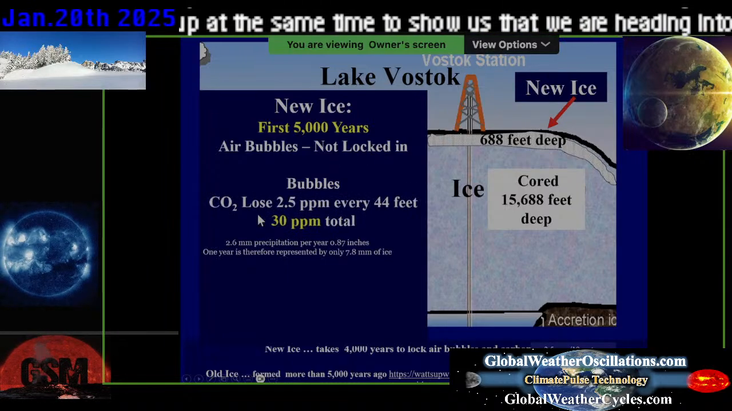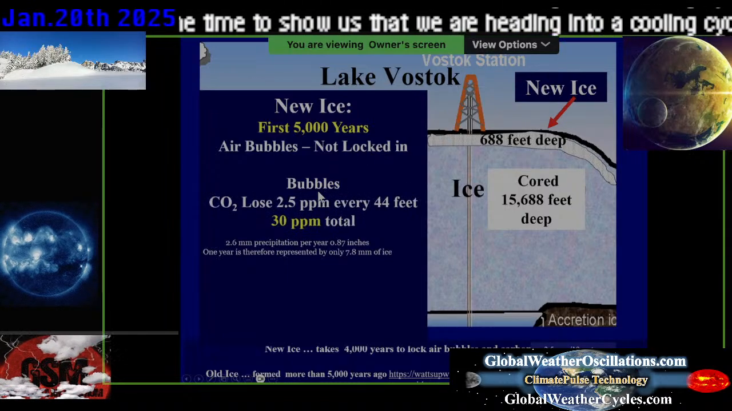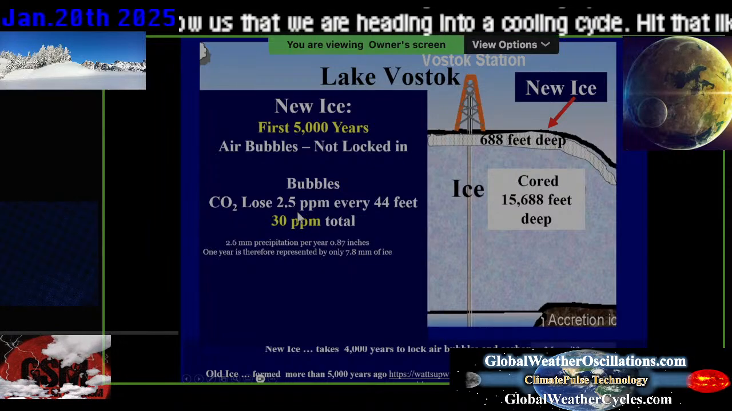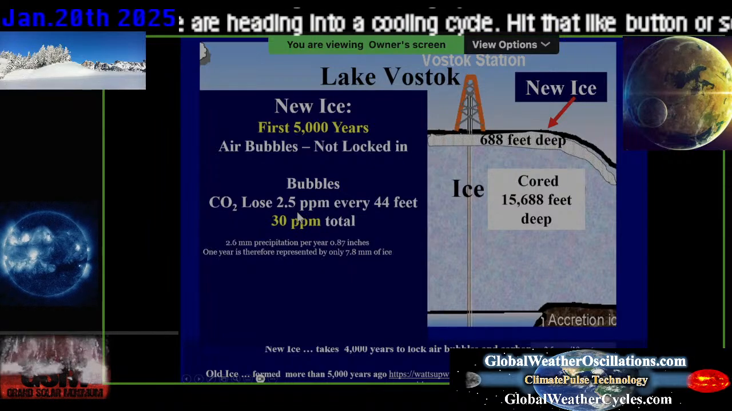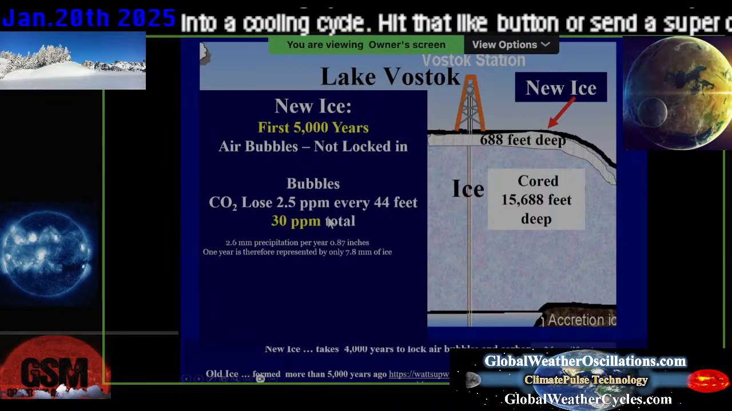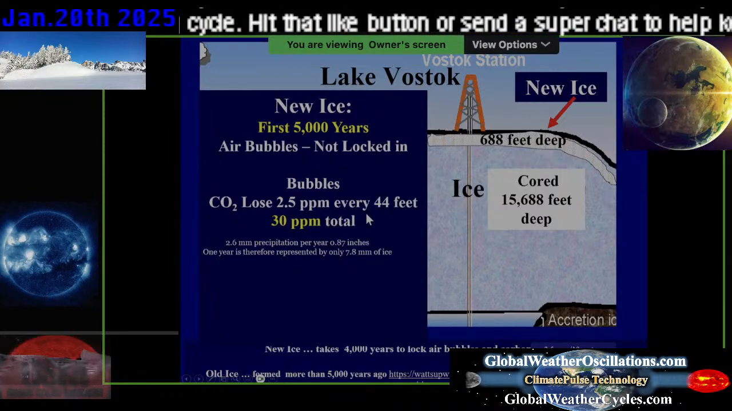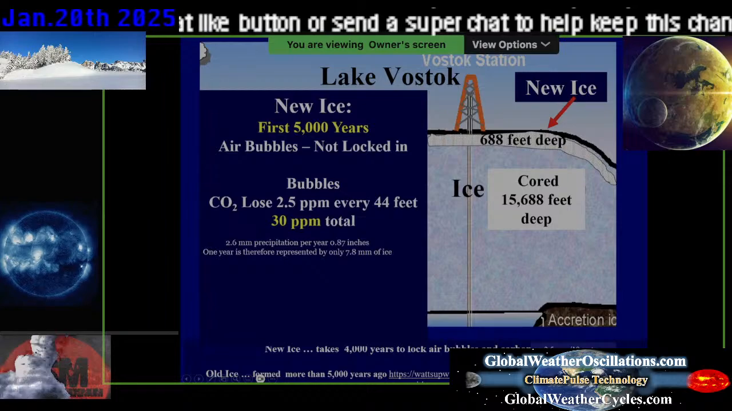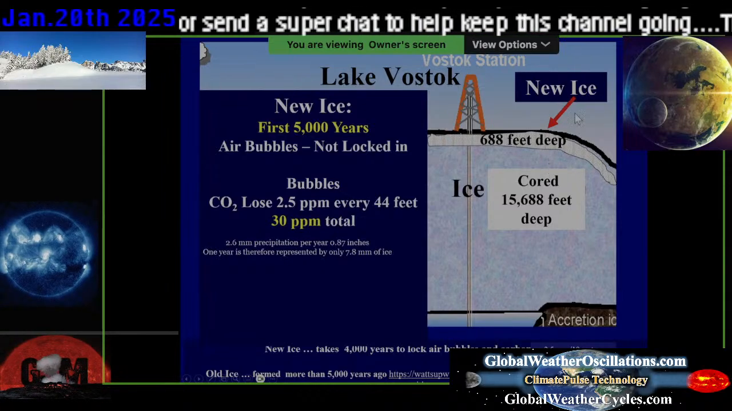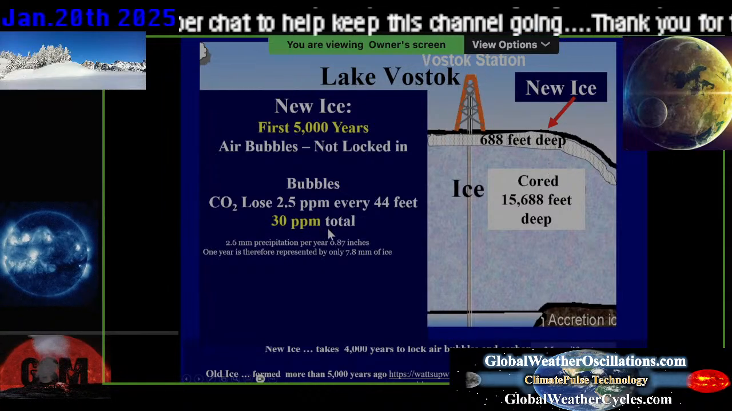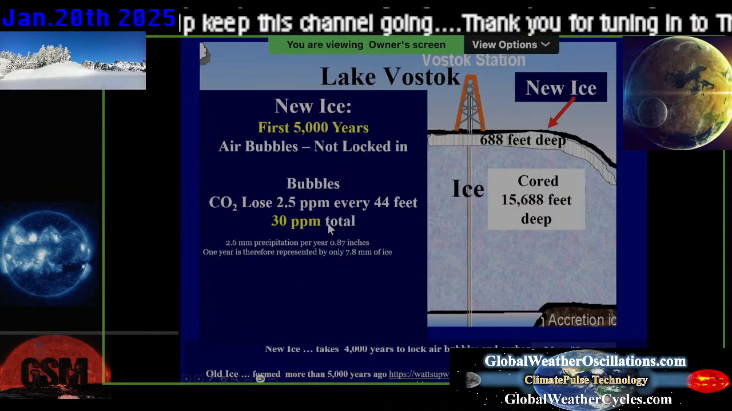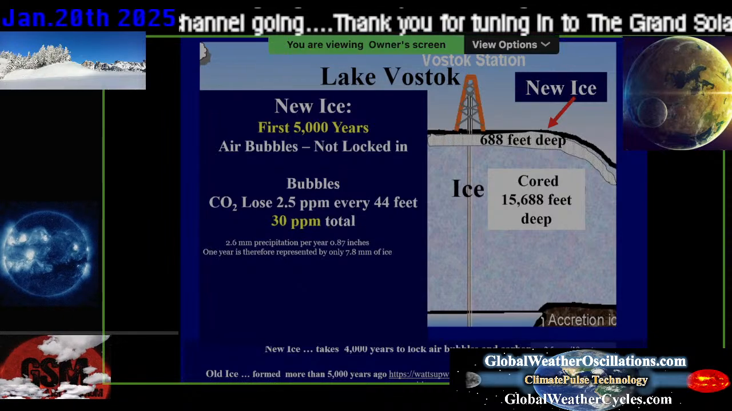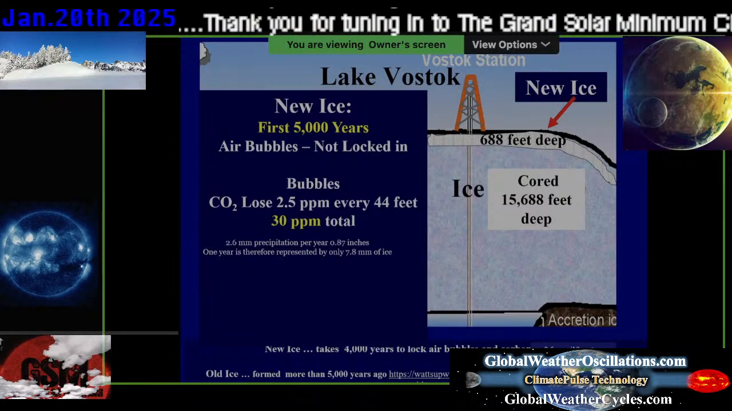So what happens is there's a study out that the ice loses 2.5 parts per million every 44 feet until the air bubbles become locked into place, which means the ice core samples that they're telling us about have lost 30 parts per million, and they're not telling you about that.